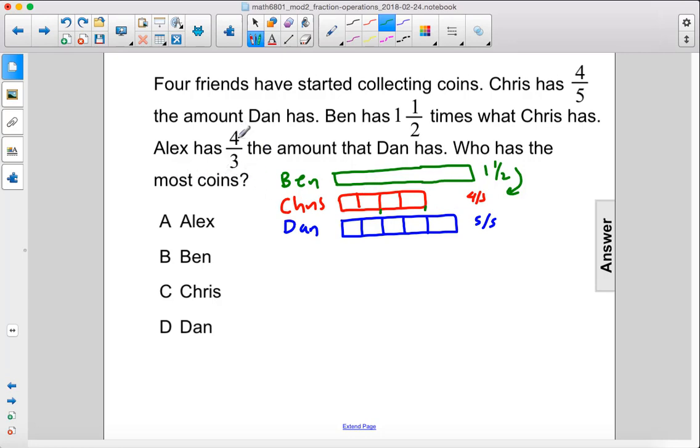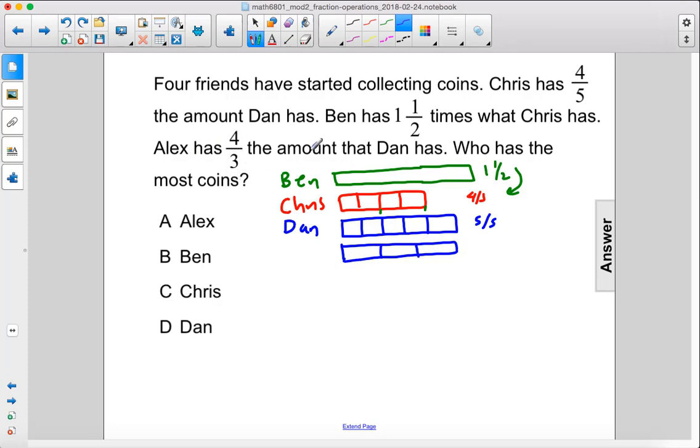And Alex has 4/3 the amount that Dan has. So Alex is going to have more than Dan. But right now his box is divided up into fifths. But maybe let's draw an equivalent box, same exact length, right below it, just to help us out. Let me draw that better. Same exact length, but we're going to divide this box up into thirds to make our lives easier.